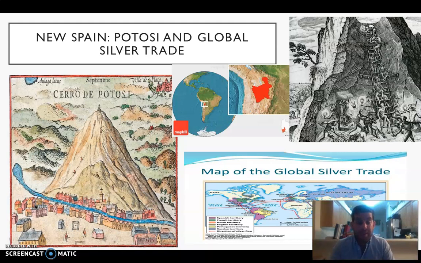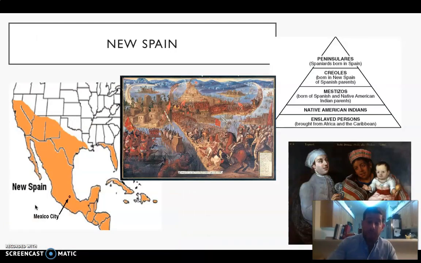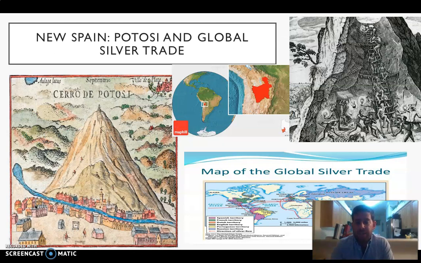And this silver was traded across the entire world, as far as China, and it made the Spanish tremendously wealthy. And so these Spanish mines that mine things like silver at places like Potosí were manned by the indigenous people. If I go back a moment, you can see that enslaved people, some of them being African, some of them being indigenous, were at the bottom of society.